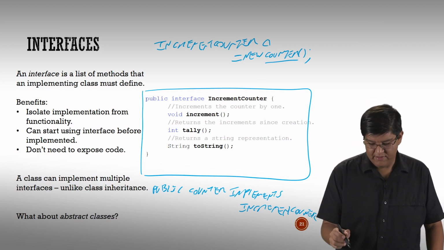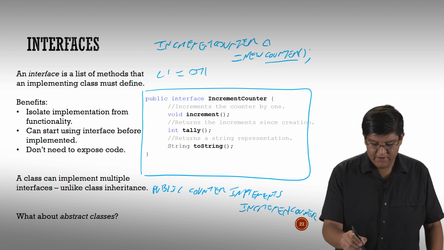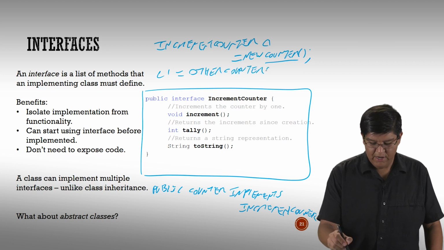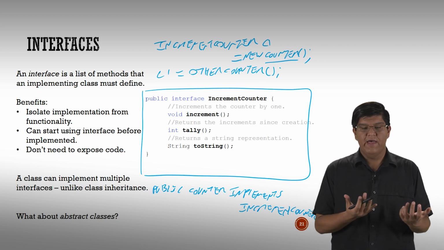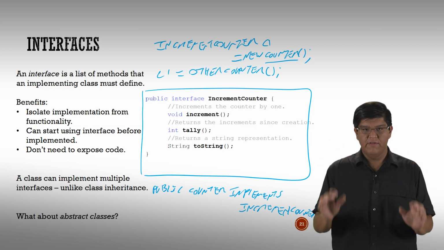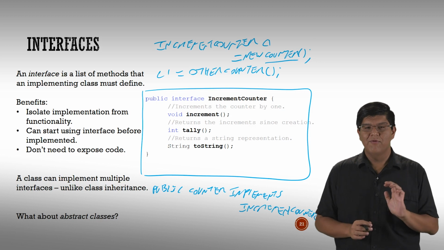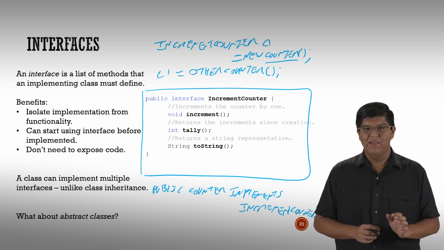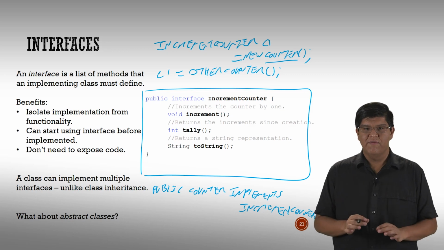Later on, I can do stuff like C1 equal new other counter. Other counter presumably is another class that implements this increment counter interface, and it's fair game to do that exchange because I have two different classes that implement the same interface. That means they're both obligated to have those methods that the interface defined, and so they're going to be interchangeable. So we're breaking access to this as a concrete class. We don't have to code in terms of a specific counter anymore. We just code in terms of an interface.